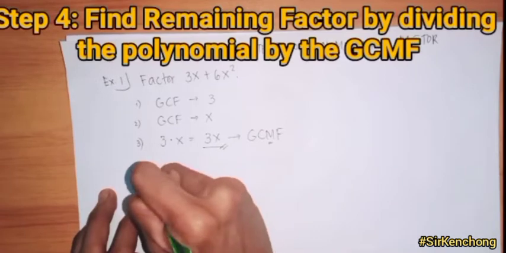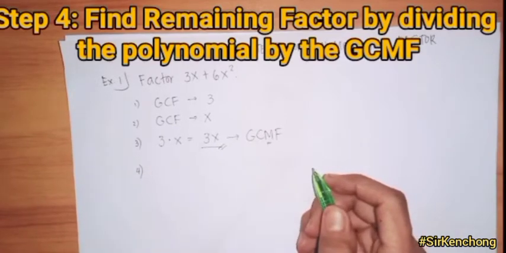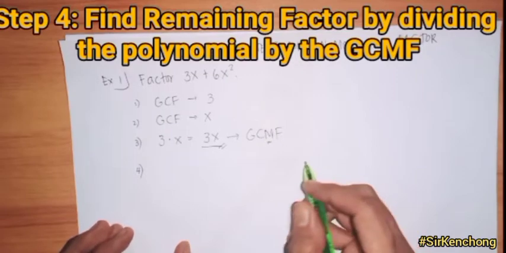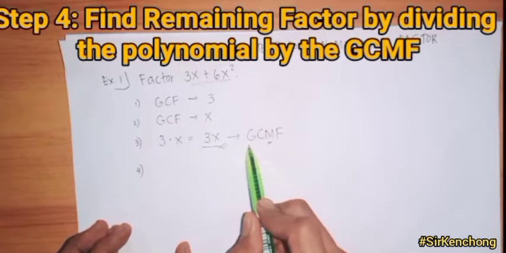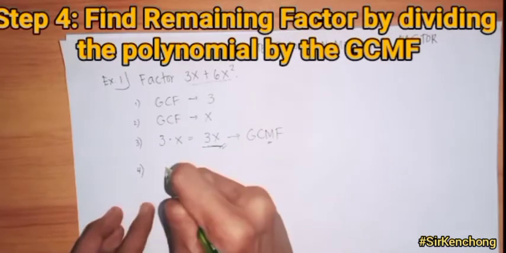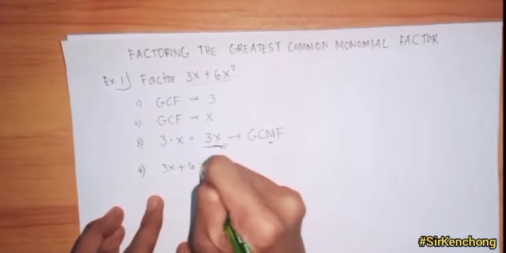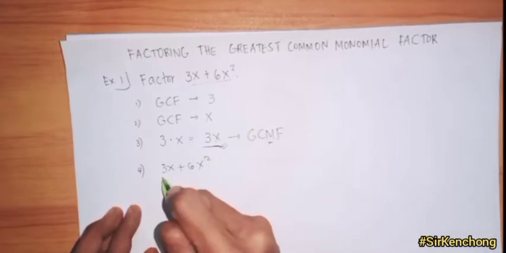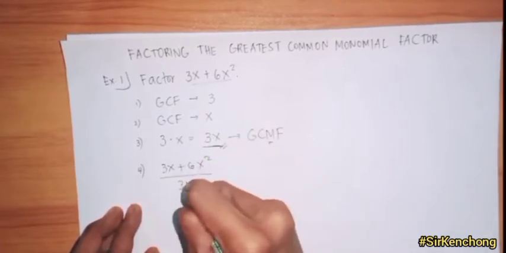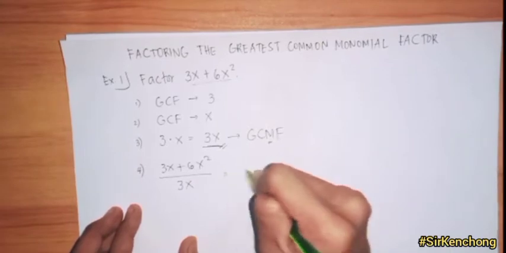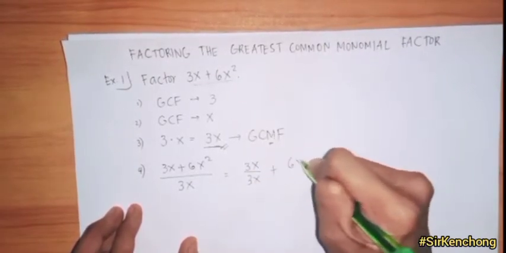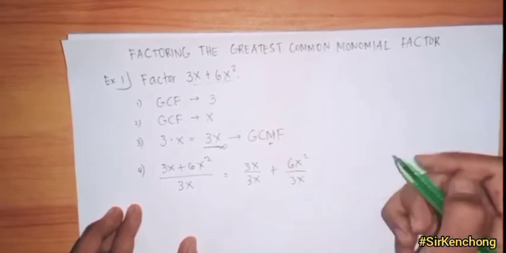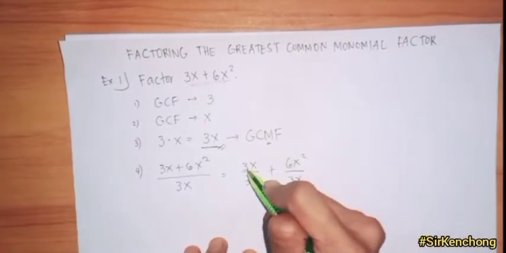Ayun. Fourth step naman, let's find for the remaining factor. So, paano natin hanapin yung remaining factor? I-divide lang natin itong original polynomial by the greatest common monomial factor. So, 3x plus 6x squared. Yan yung original polynomial natin. Divided by 3x. Ayan. Hiwalay natin. 3x divided by 3x plus 6x squared divided by 3x. Ito ay magka-cancel.